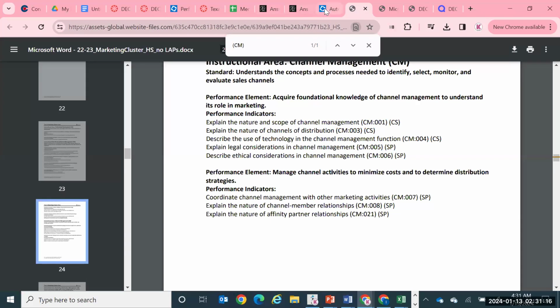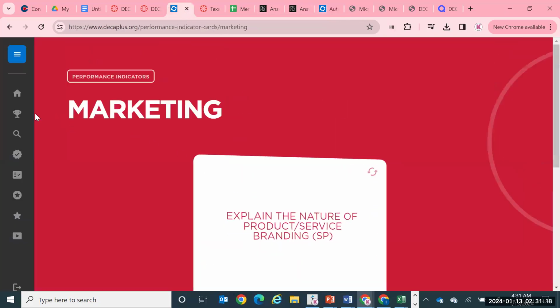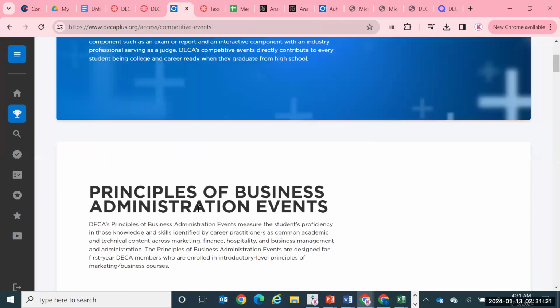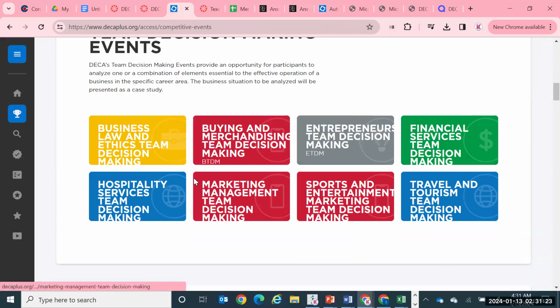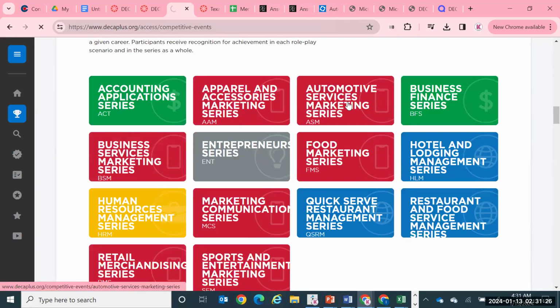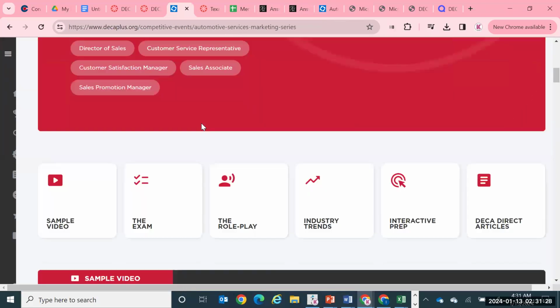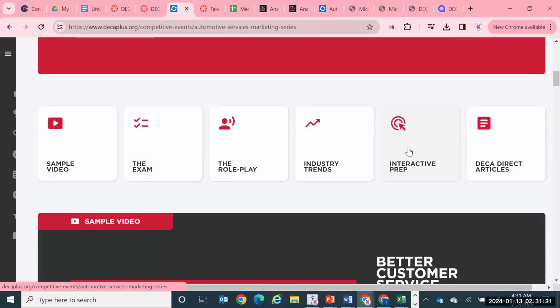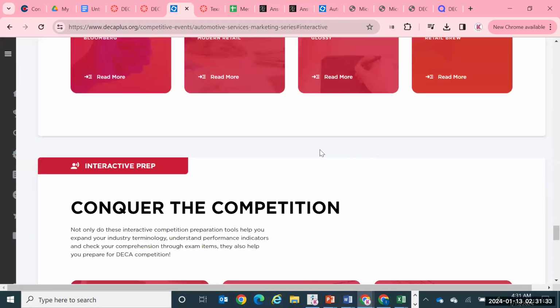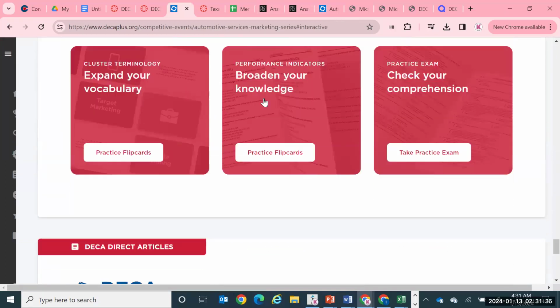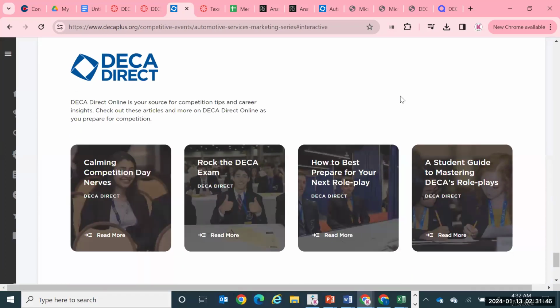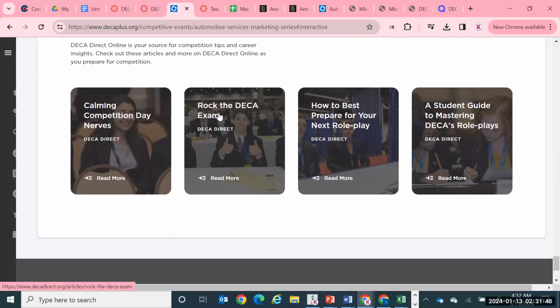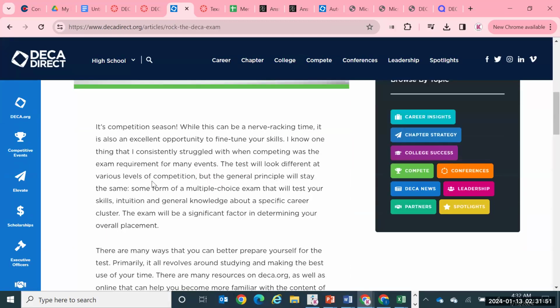The other thing that you absolutely want to do is in DECA Plus, say I am in the automotive industry or automotive services marketing. Okay, I want to go into this and I can look at different ways to expand my knowledge on these. I can do the vocabulary, I can take practice exams, but I honestly like the practice exams in the Texas DECA website. You can do whichever, it doesn't really matter, it's practicing. Okay, there's also these DECA direct things. It's like rock the DECA exam. So let's look at this.